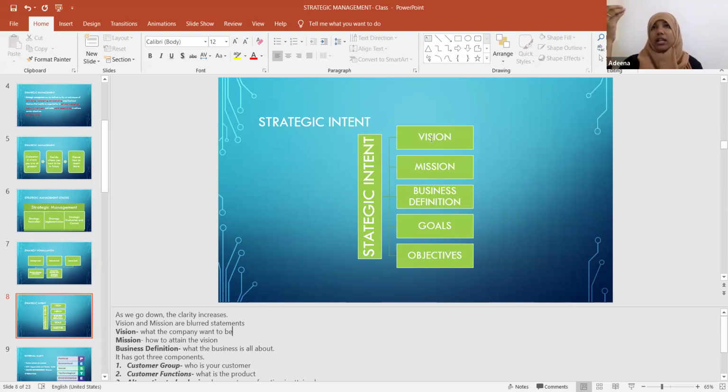So the vision of the organization may be to survive in the market with quality products. So it's very blurred. To achieve the vision, the organization has to develop the mission. So mission means what the company wants to be. So vision is what the company wants to be, and mission is how the company will achieve its vision.